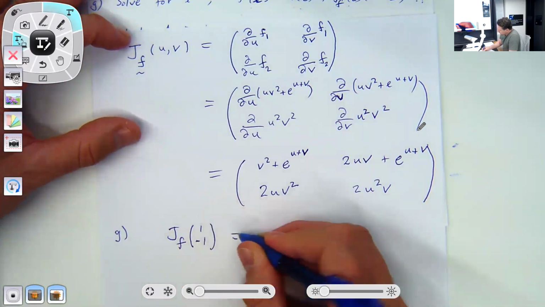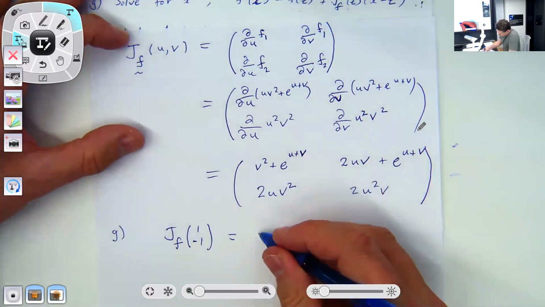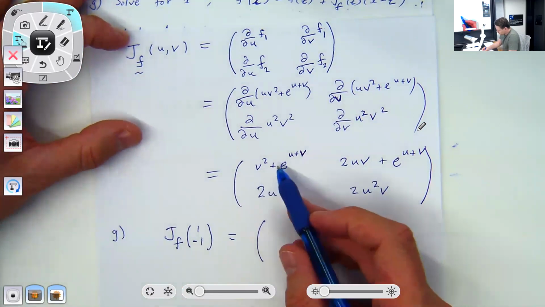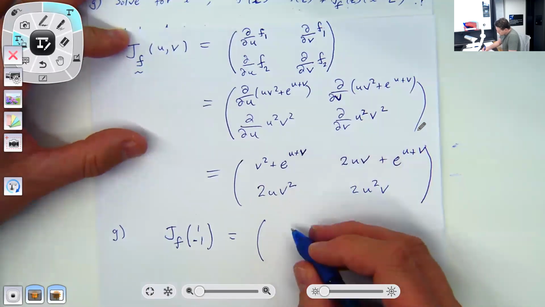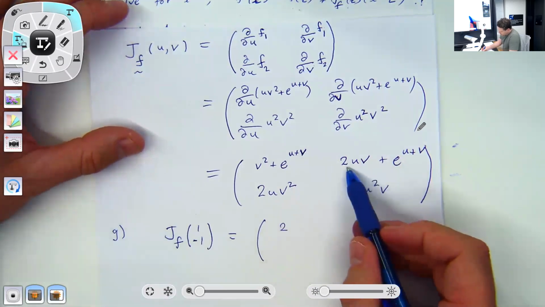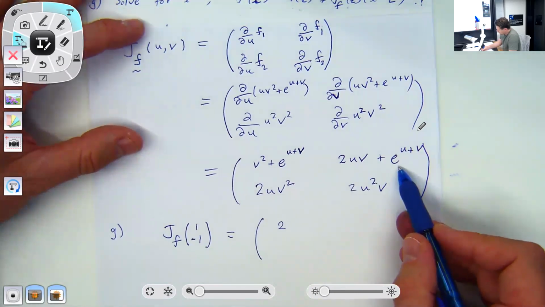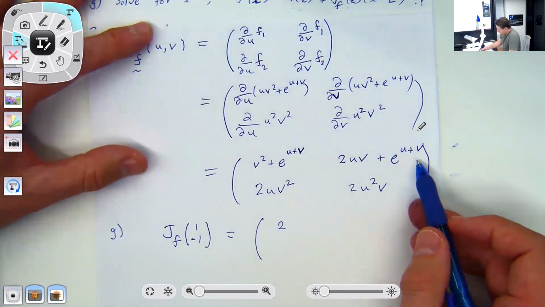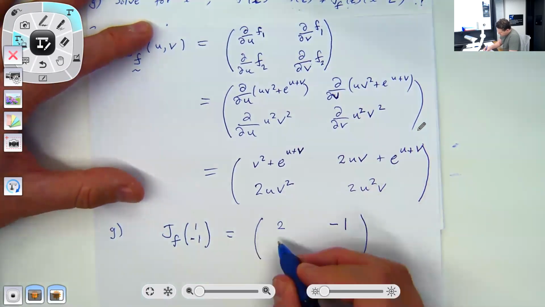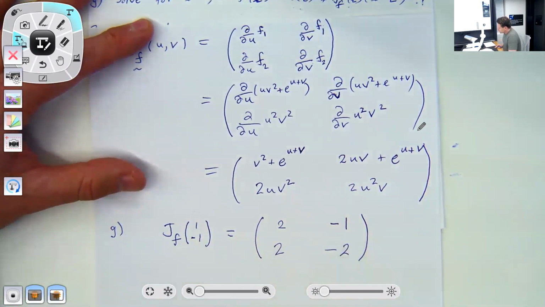What I need to do is sub 1 and minus 1 into this matrix here. So we've got minus 1 squared and then e to the 0. So that will be a 2. Then this is 2 times minus 1 and then plus e to the power of 0, so that is minus 1. And then we've got 2, and then we've got minus 2. Okay, good, that's our Jacobian.